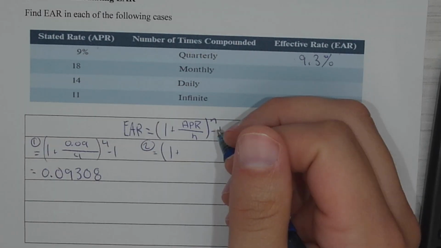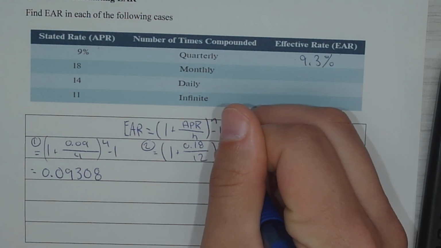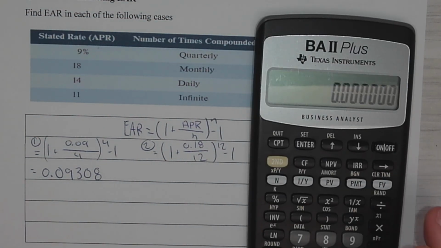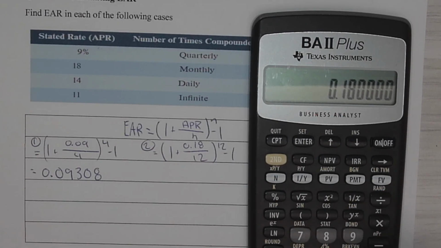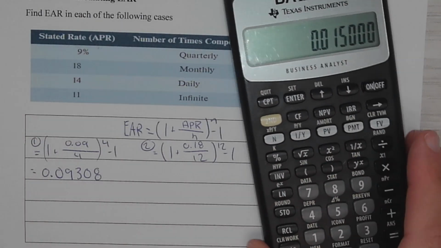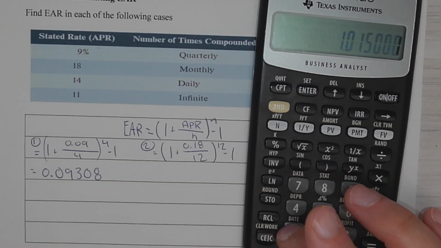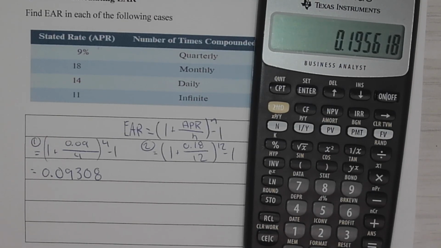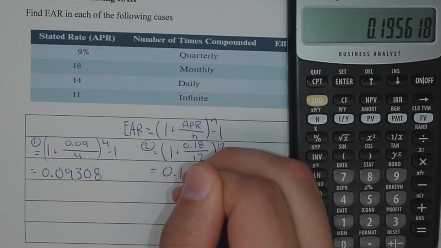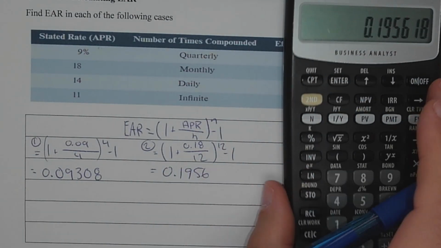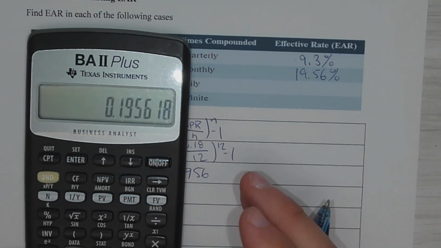So here we've got 1 plus 0.18 divided by 12, to the power of 12, minus 1. So we can go ahead and try that one out. 0.18 divided by 12 plus 1, to the power of 12, minus 1, and we have 0.1956, or 19.56%, or 19.6%.